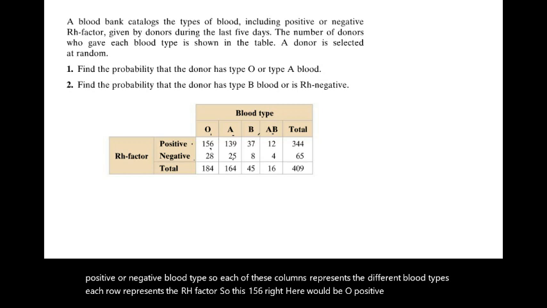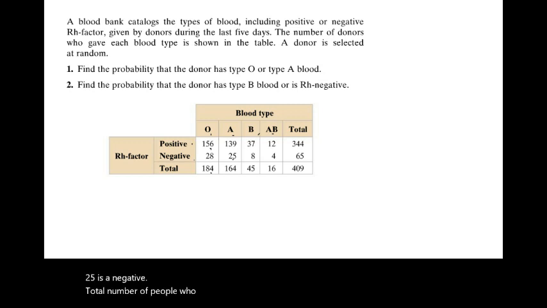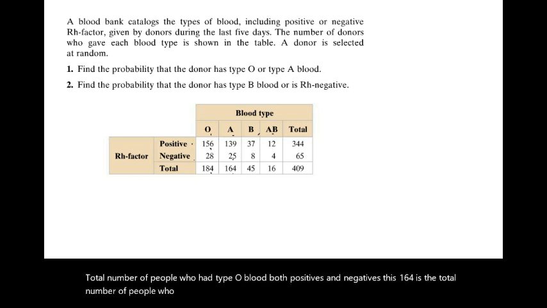This 25 is A negative. This 184 is the total number of people who had type O blood, both positives and negatives. This 164 is the total number of people who had type A blood, positives and negatives.